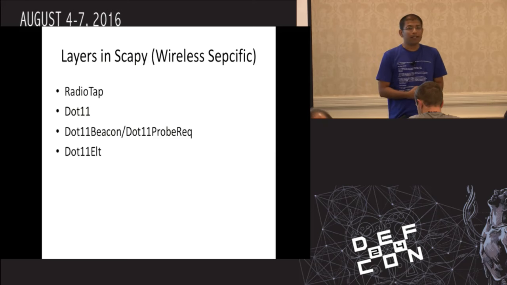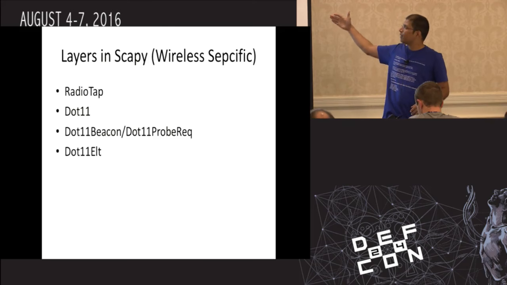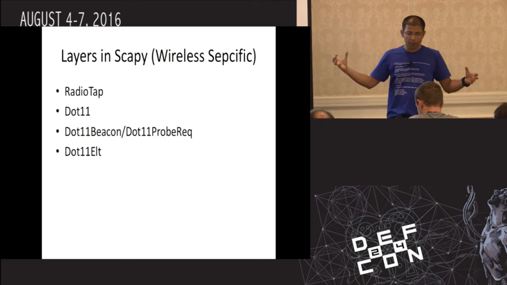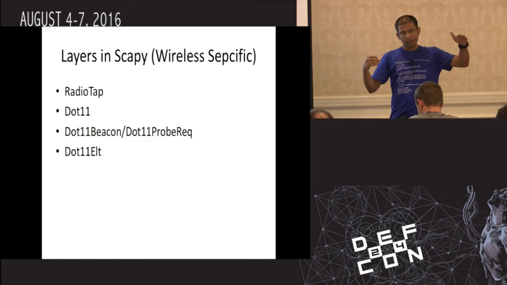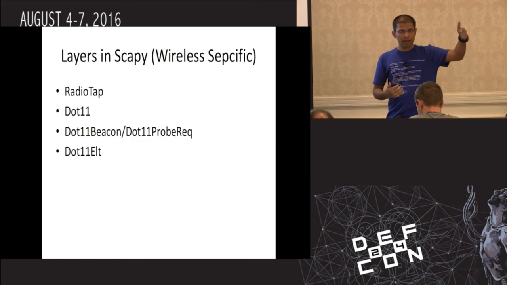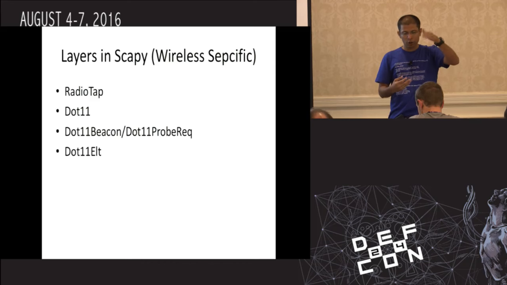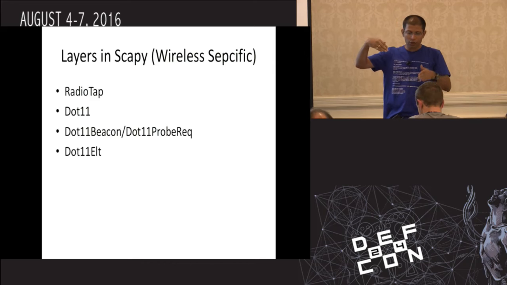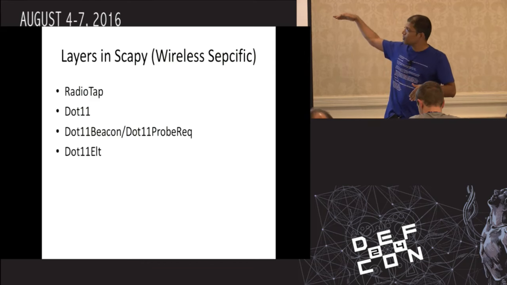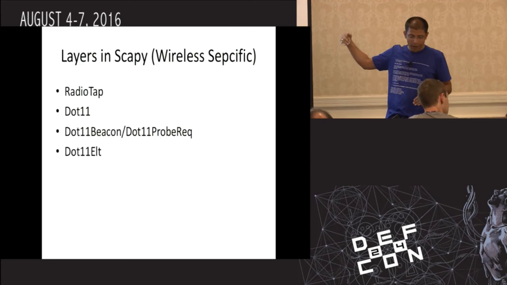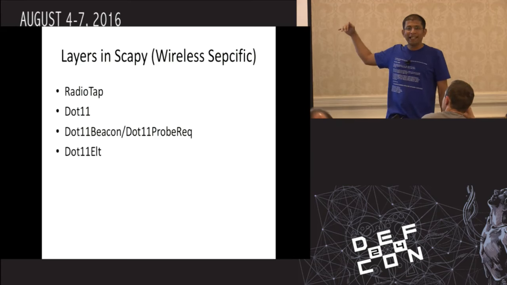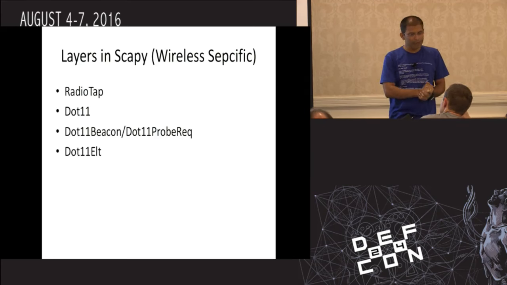So, layers in Scapy. This is how Scapy understands our wireless frame. The first layer in the wireless frame for Scapy is RadioTap. Then the next layer is .11, then the third layer is .11 beacon or probe request or response, followed by .11 ELT. ELT stands for information elements.